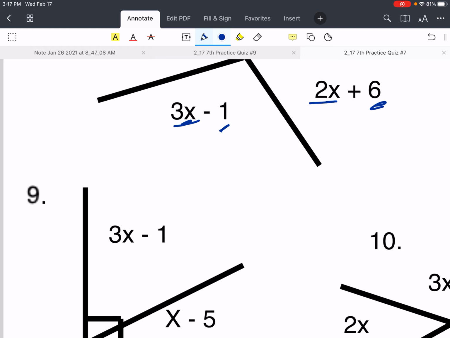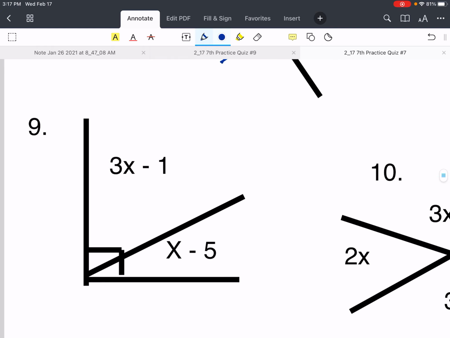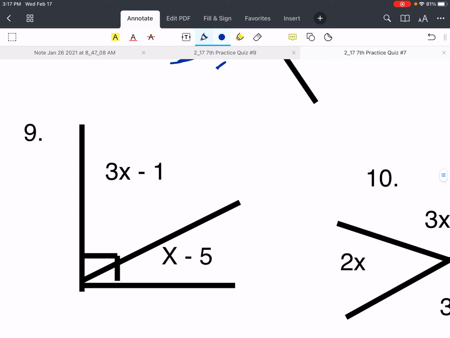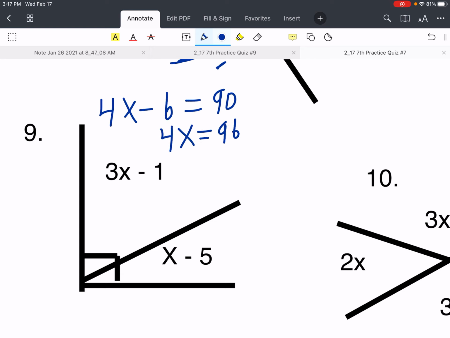Okay, last 2. Number 9 is a 90-degree angle, or right angle. We're going to combine like terms. Get 4x minus 6 equals 90. Add 6 to both sides. 4x equals 96. And x equals 24 after we divide both sides by 4.